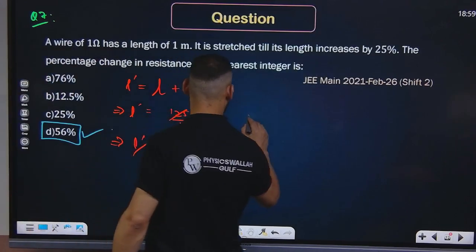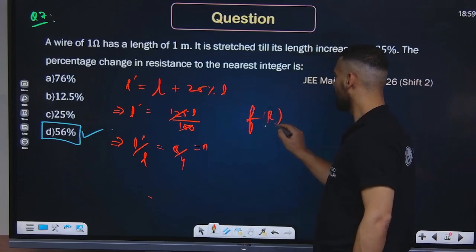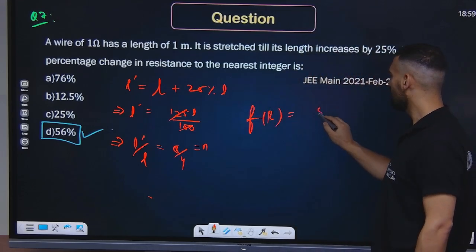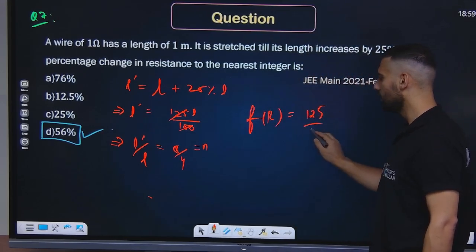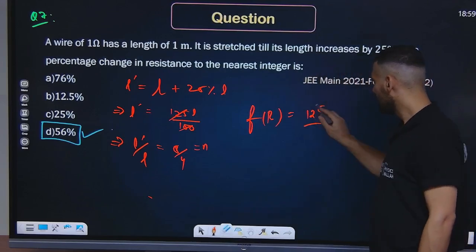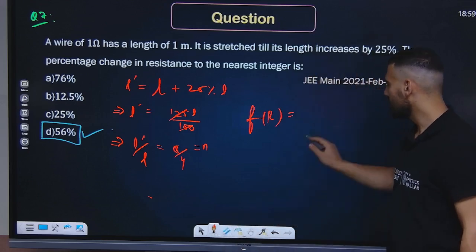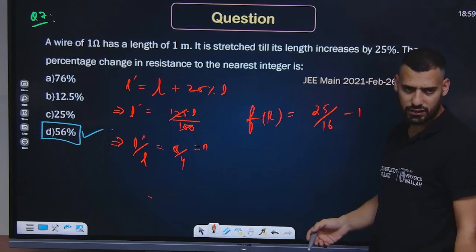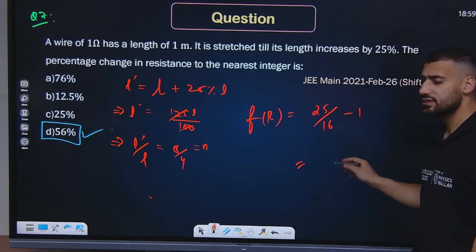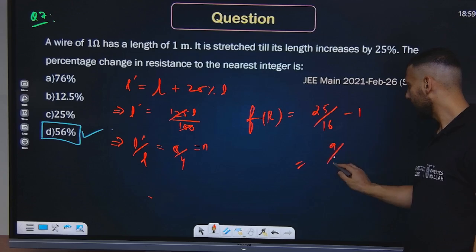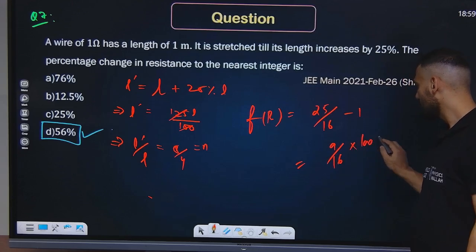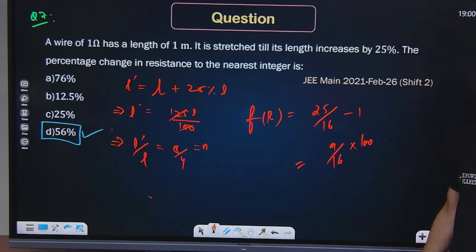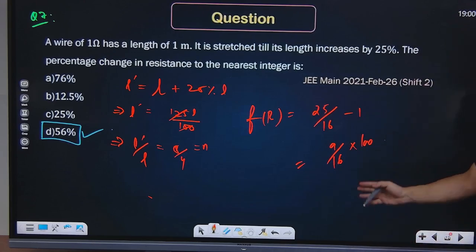So what is the fractional change in resistance? Yes, N square, which is 25 by 16. I'm in some other world, solving some other thing. 25 by 16 minus 1. So 25 minus 16 is 9. 9 by 16 times 100, that will be the percentage. 900 by 16, 56.25.